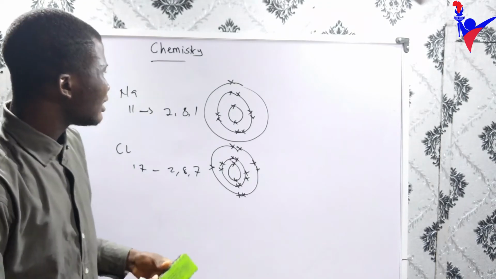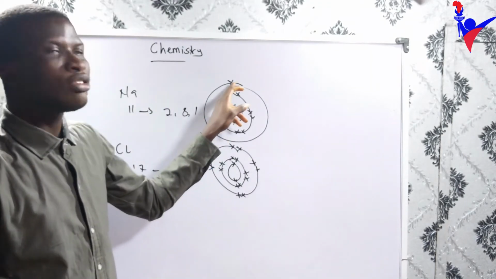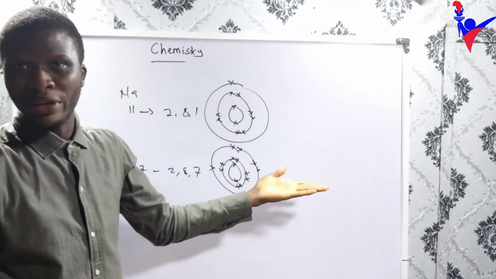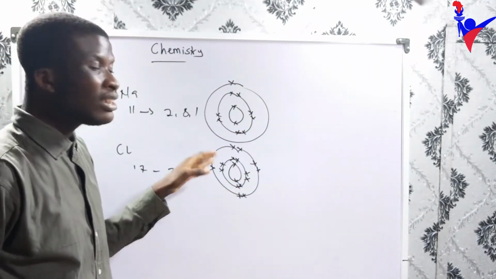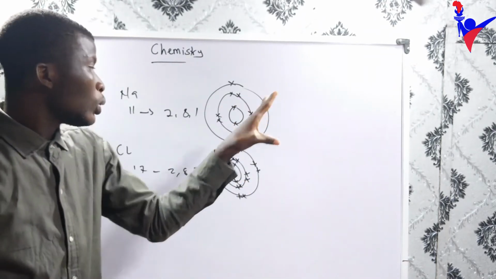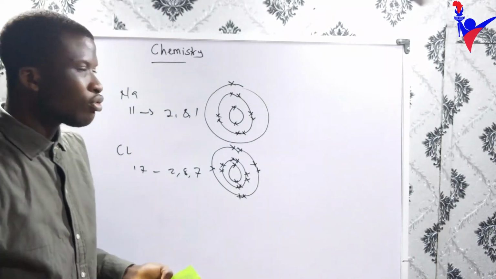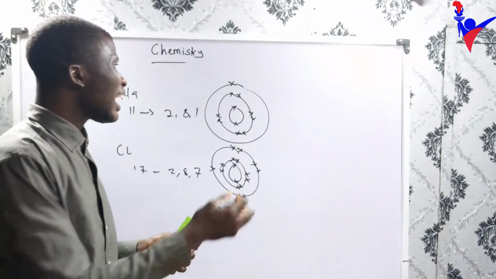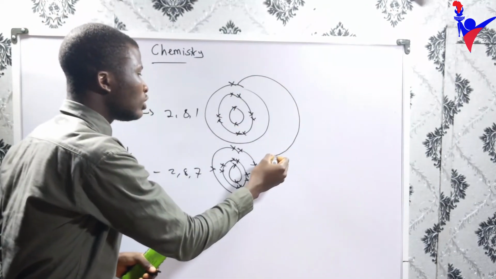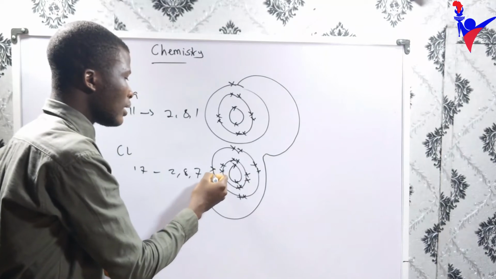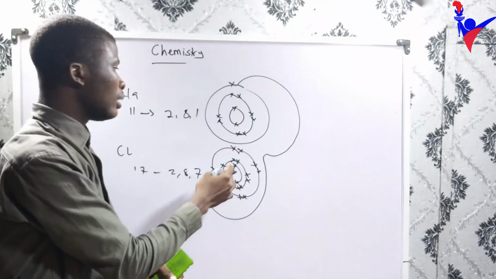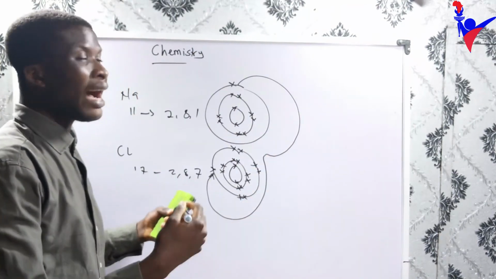You can realize that if this sodium is able to get rid of this 1 electron, how many electrons is it going to have in the outermost shell? 8, because this shell will no longer be there. And look at this chlorine here. It has 7 electrons in the outermost shell. How many electrons does it need? It needs just 1 electron to have an octet in the outermost shell. So because sodium has an excess and is ready to give out, this electron is going to be transferred there. The electron that is in excess here will be brought here, and that kind of bonding is called ionic bonding.